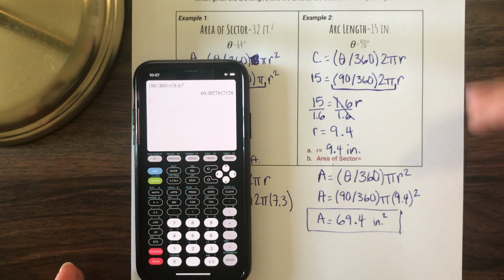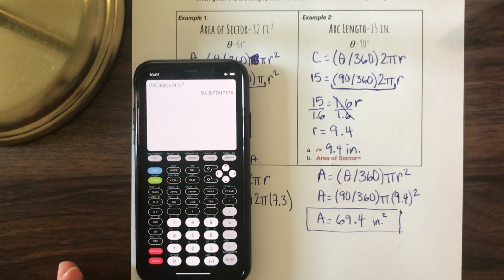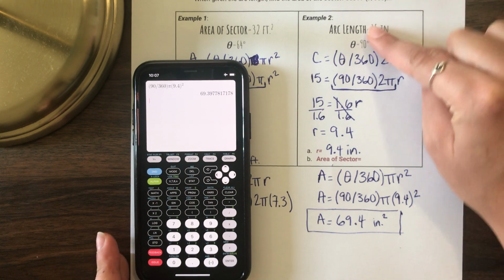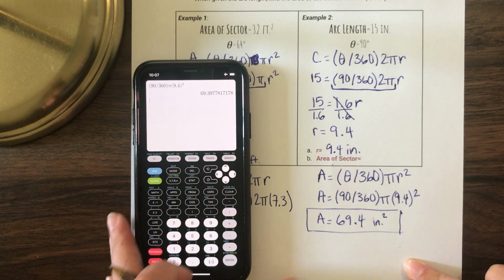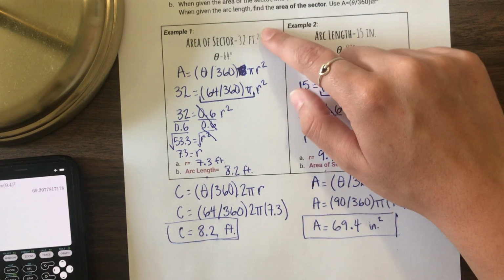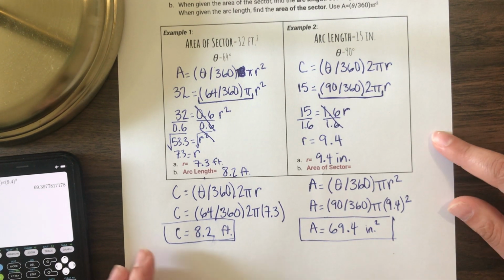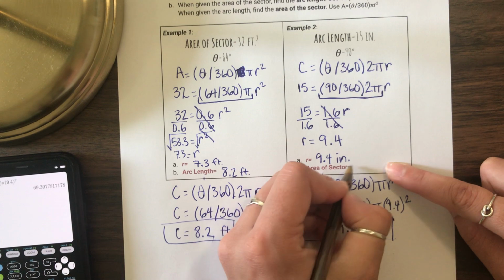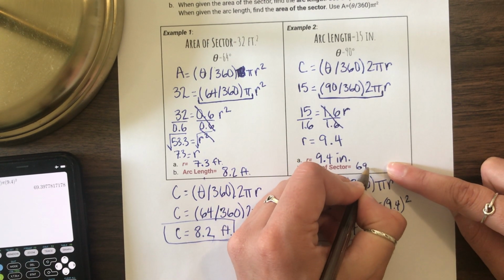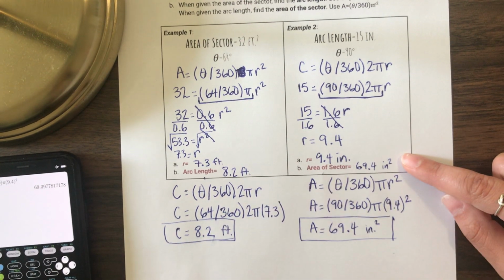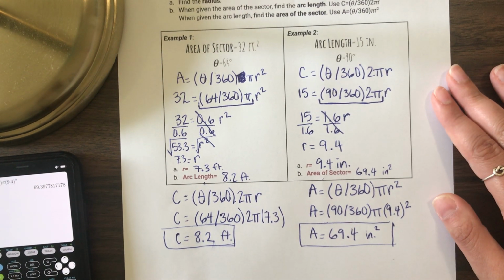Now, I know that this looks like a lot of steps. Take it one at a time. If you're working on an arc length problem, use this part of the video. If you're working on an area of a sector problem, use this part of the video. Okay? Now, the area of the sector is going to be 69.4 inches squared.